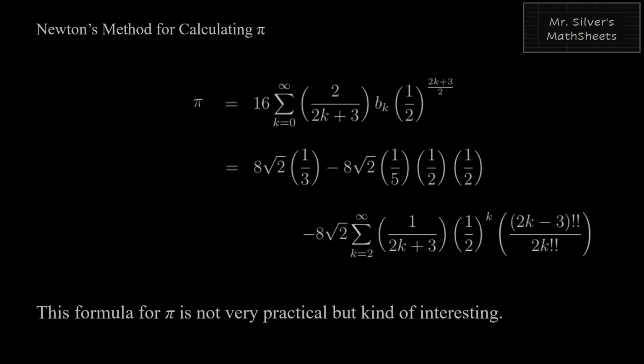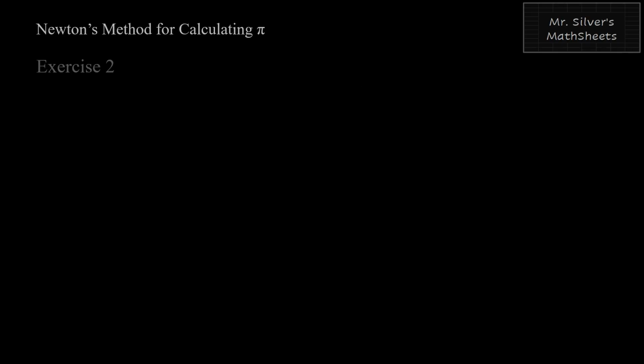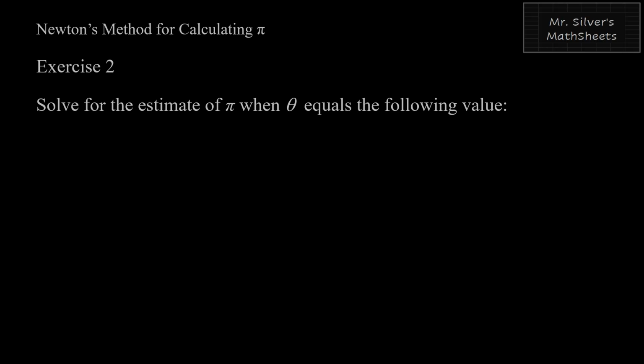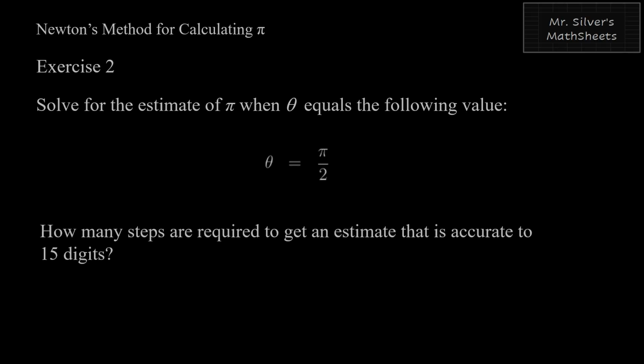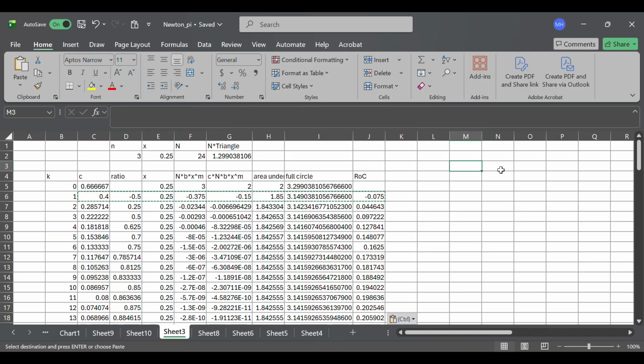This formula for pi is not very practical, but it's kind of interesting. Let's do this calculation. Let's calculate an estimate for pi when theta is equal to pi over 2. How many steps are required to get 15 digits, which is the limit that Excel will give you?